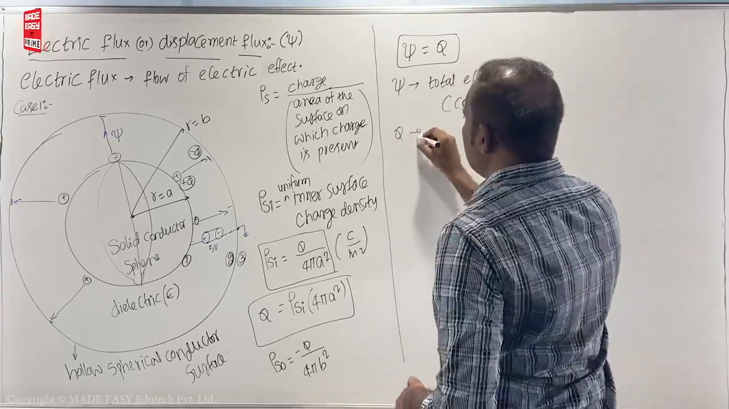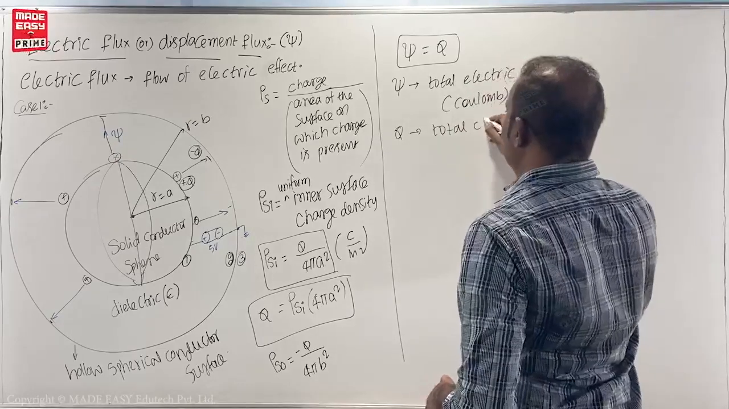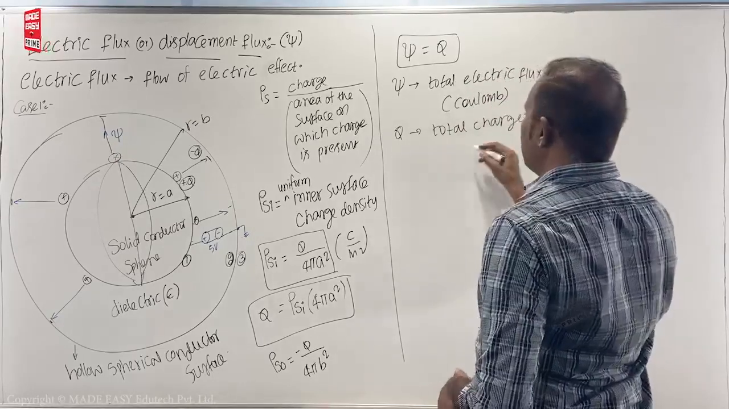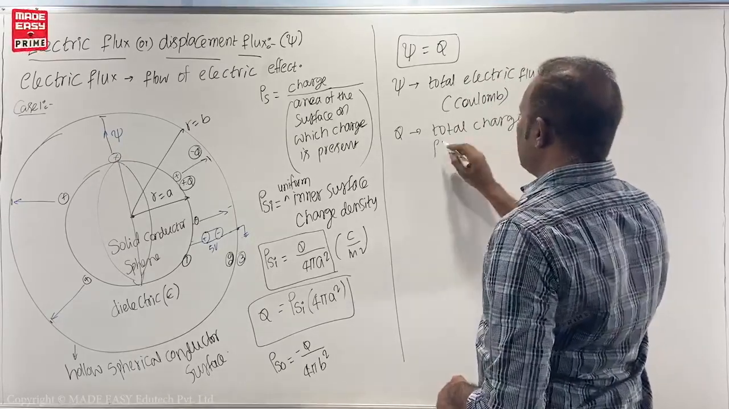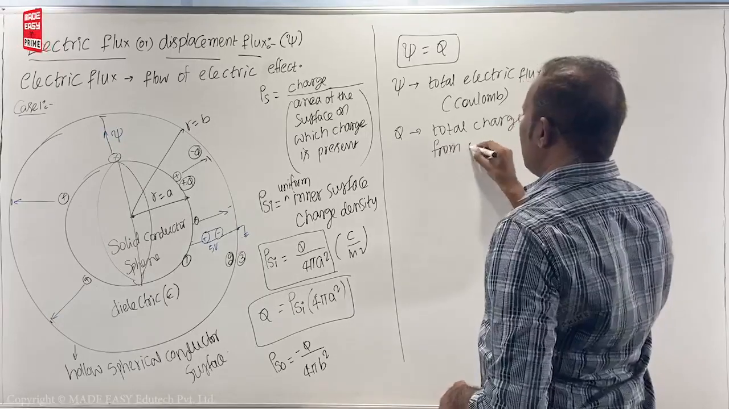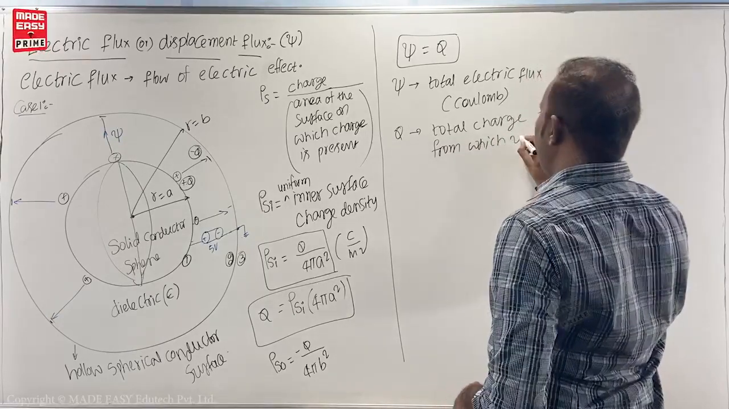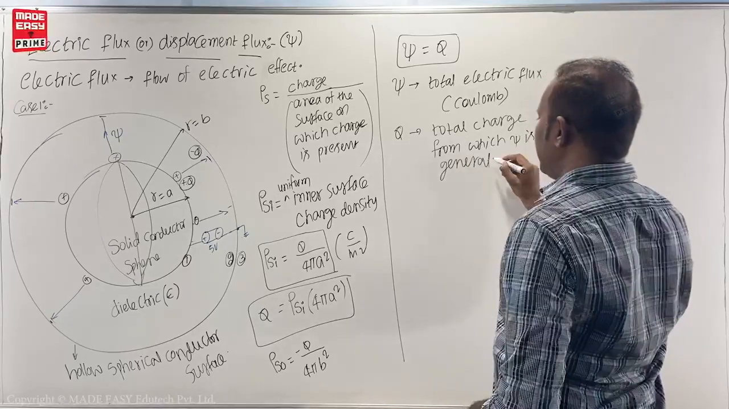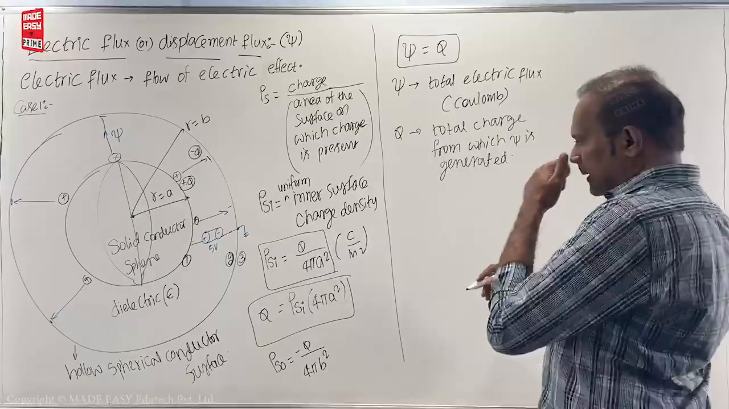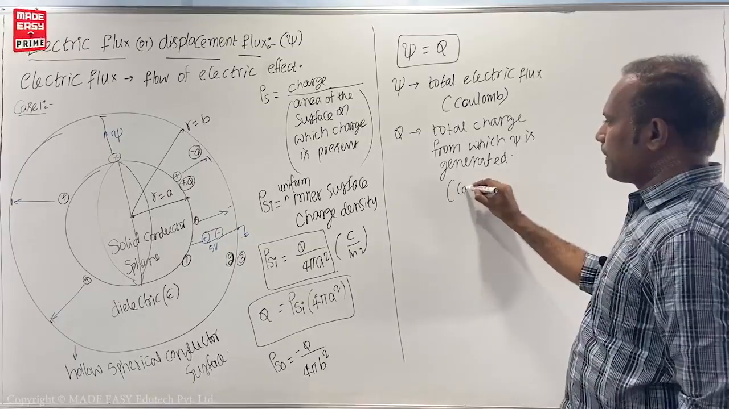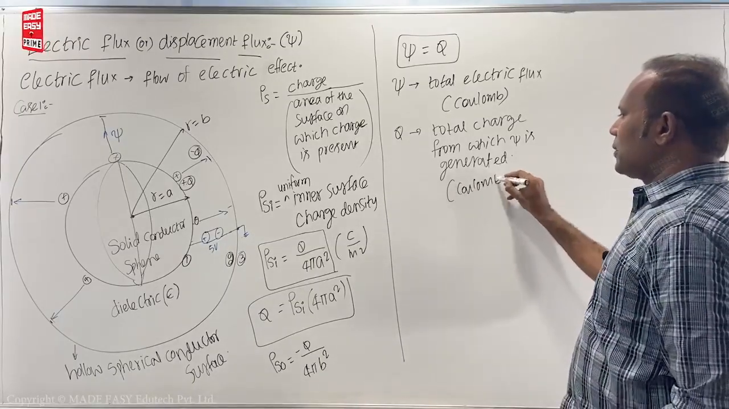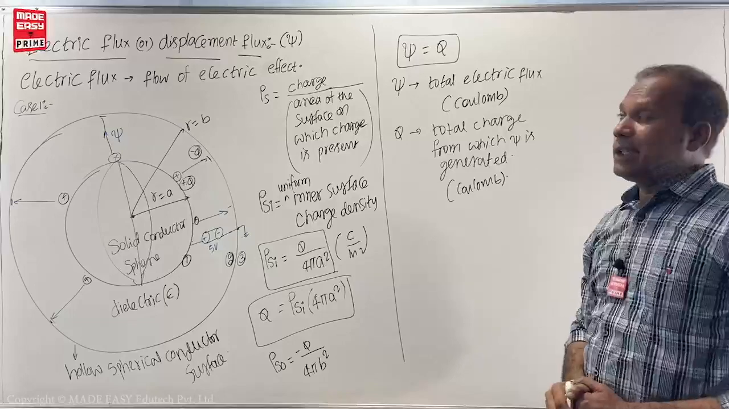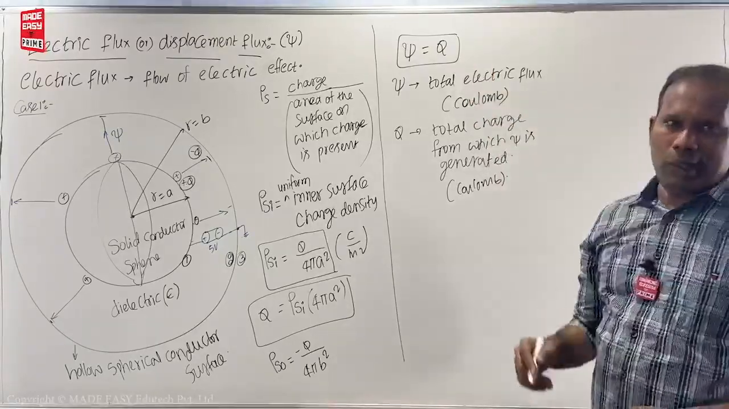So here Q is the total charge from which psi is generated. That unit is also coulomb only. Some students ask a doubt in plus two, where they define psi as Q by epsilon naught.